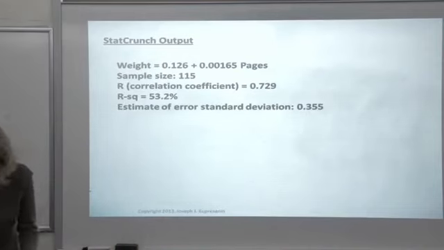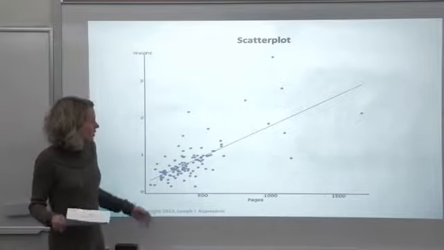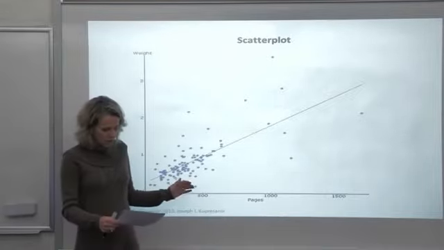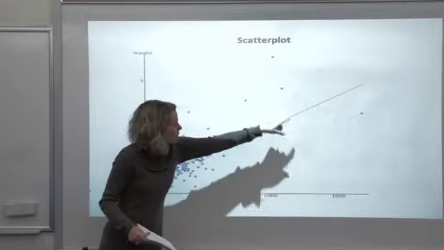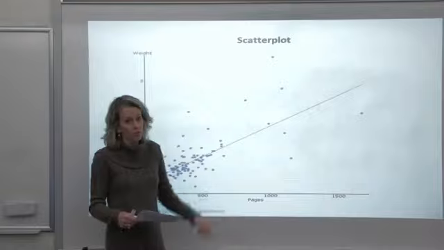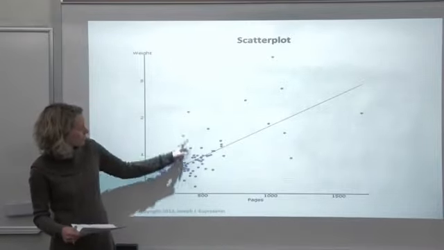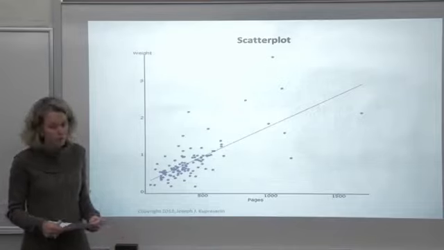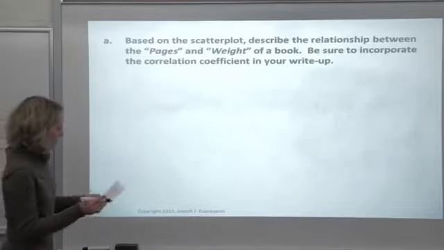And then the only other thing you might comment on, is there anything unusual? It does look like that for larger books, there were a few points that were pretty far off the regression line. They're probably going to have larger residual values. There was a smaller book here that might have a decent sized residual value as well. So let's write that up.